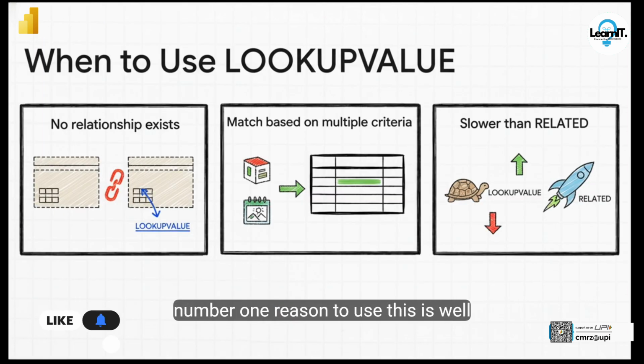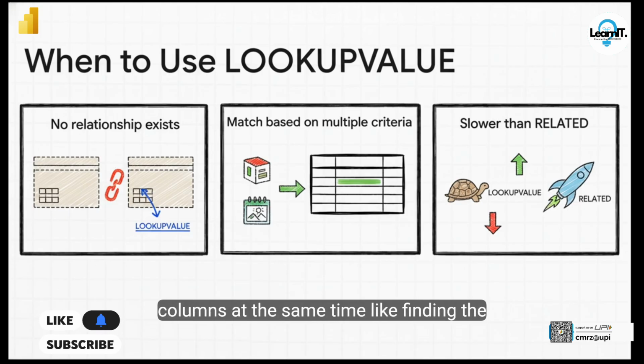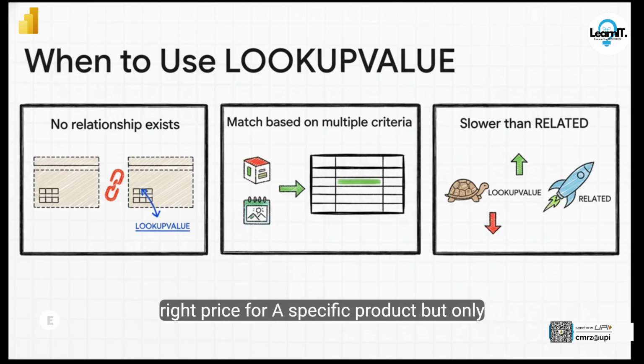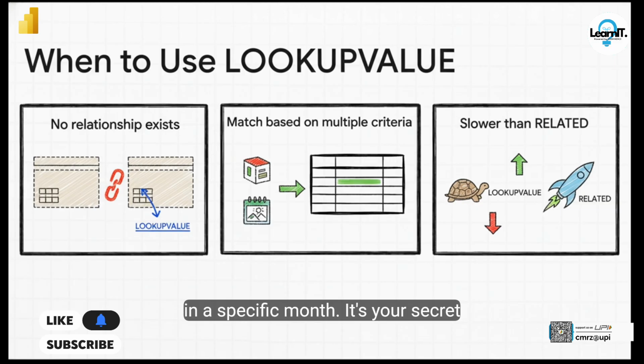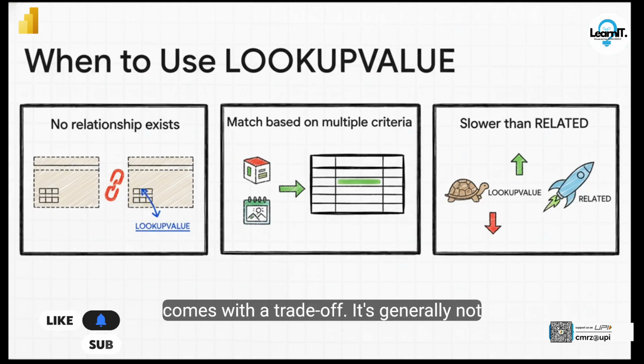So the number one reason to use this is, well, when you just don't have a relationship. But here's the really cool part. You can also use it to match on multiple columns at the same time, like finding the right price for a specific product, but only in a specific month. It's your secret weapon for tricky situations. But, and this is important, all that flexibility comes with a trade-off. It's generally not as fast as using RELATED.